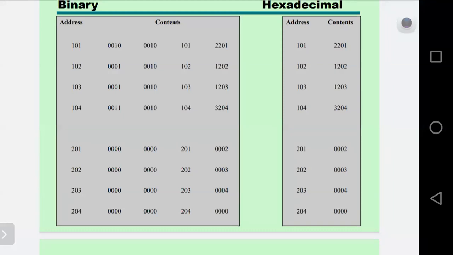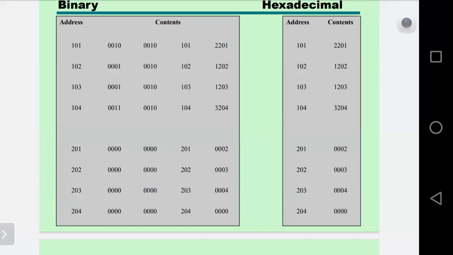Now, what is the instruction? The instruction is 0010. This 0010 is nothing but your opcode, the operation: what kind of operation you want to perform. That is, load data into the accumulator. But which data? You will get this information from the contents. In the contents, you get the information of which location: at location 201. So whatever data is at location 201 will be loaded into the accumulator. Similarly, 102.